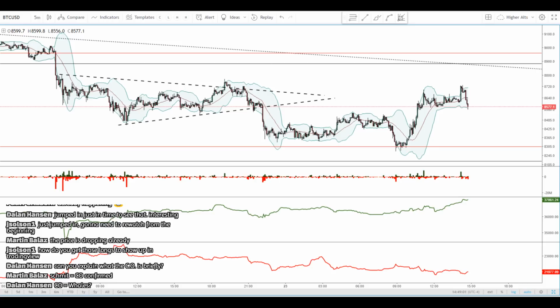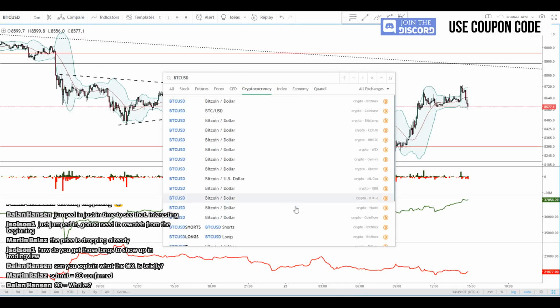How do you get those? How do you get the longs and shorts to show up? You can just type it. So you go BTC USD, and it shows Bitfinex longs and shorts.